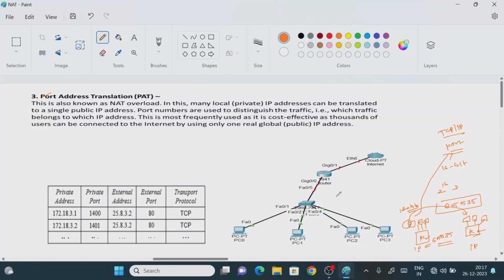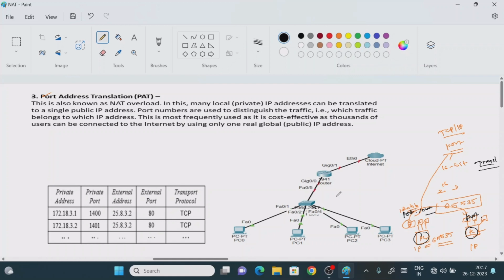It means that when you are communicating from, for example, this PC to this PC, we need to mention the port address of the source machine as well as the port address of the destination machine. In the transport layer, we have done exactly this, right?